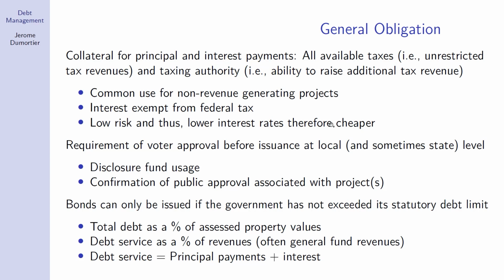Bonds can only be issued if the government has not exceeded its statutory debt limits, and there are various measures for those limits. You can think about, for example, a municipal bond or a bond for a city, where the total debt would be measured as a percentage of assessed property values. You could also think that the debt service should be within certain bounds as a percentage of revenues.